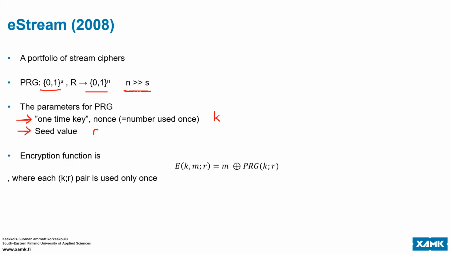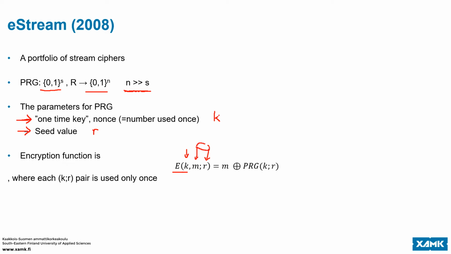In our formulas, the one-time key is denoted with a lowercase k, and the seed value is denoted with a lowercase r. Now, the encryption function for an eStream cipher is very similar to the one-time pad. So we have an encryption function with its 2 parameters. There is the key to encrypt the message, and then there is a pair: the actual message to be encrypted, and also this seed value. So k is alone, and then there's the pair of m and r.